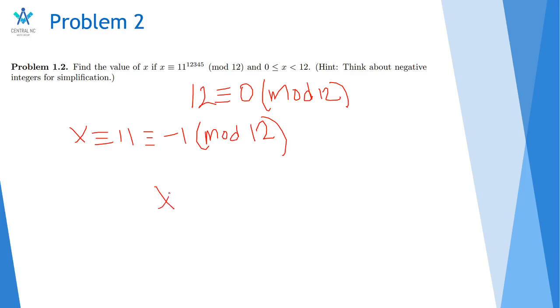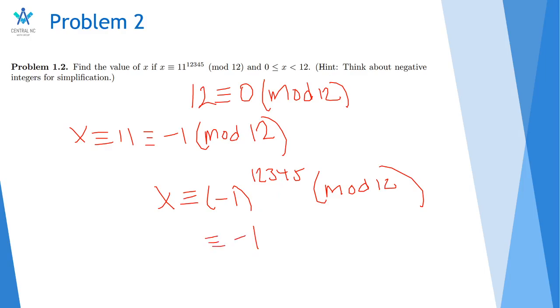So now we can rewrite this as x is congruent to negative 1 to the 1, 2, 3, 4, 5 modulo 12. Well, since 1, 2, 3, 4, 5 is odd, this is going to be congruent to negative 1. And since they want something from 0 is less than or equal to x is less than 12, let's add back 12 so we have that. So that's going to be congruent to 11. So the answer was just 11.